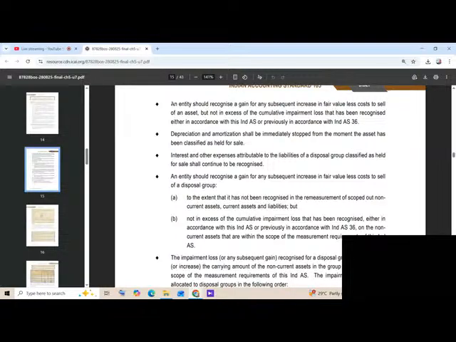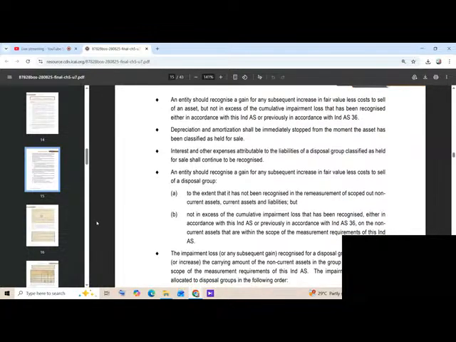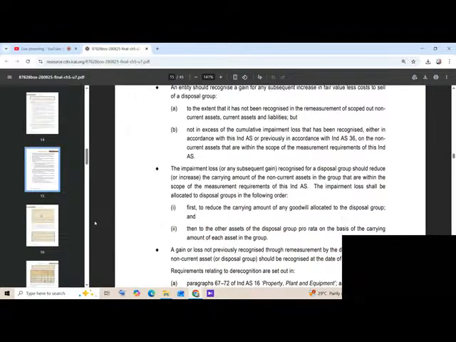Interest and other expenses attributable to the liabilities of a disposal group classified as held for sale shall continue to be recognized. An entity should recognize a gain for any subsequent increase in fair value less cost to sell of a disposal group, to the extent that it has been recognized in the remeasurement of scoped out non-current assets, current assets and liabilities, but not in excess of the cumulative impairment loss that has been recognized either in accordance with this Ind AS or previously in accordance with Ind AS 36 on the non-current assets that are within the scope of the measurement requirements of this Ind AS.